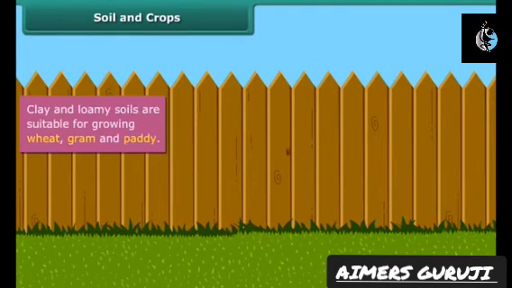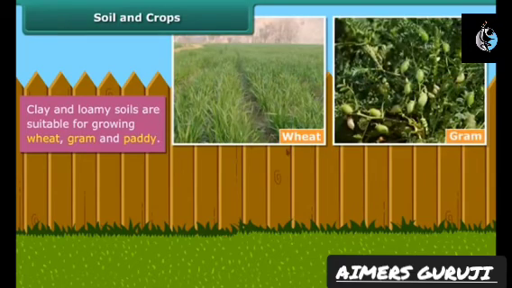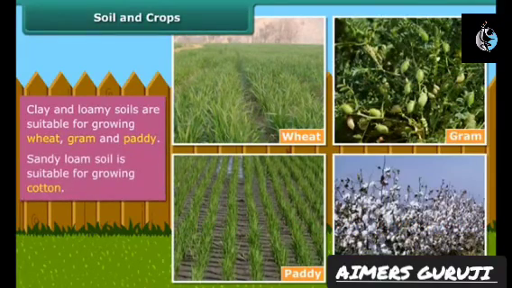Clay and loamy soils are good at retaining water, so they are suitable for growing wheat, gram, and paddy. Cotton is grown in sandy loam soil, which can drain water easily and can hold plenty of air.